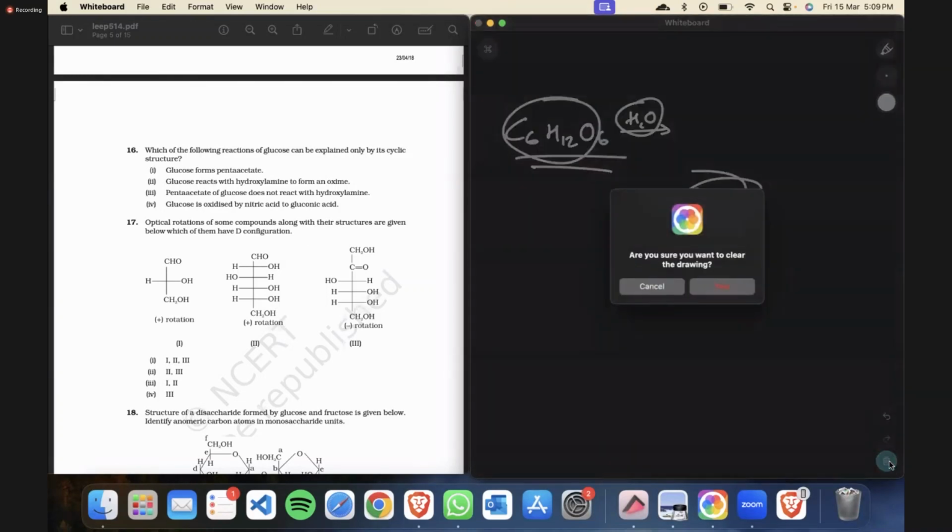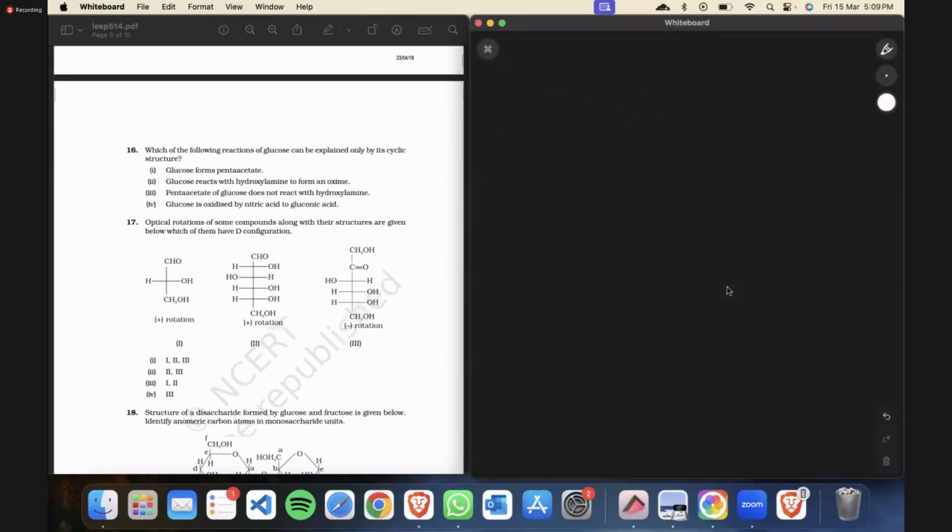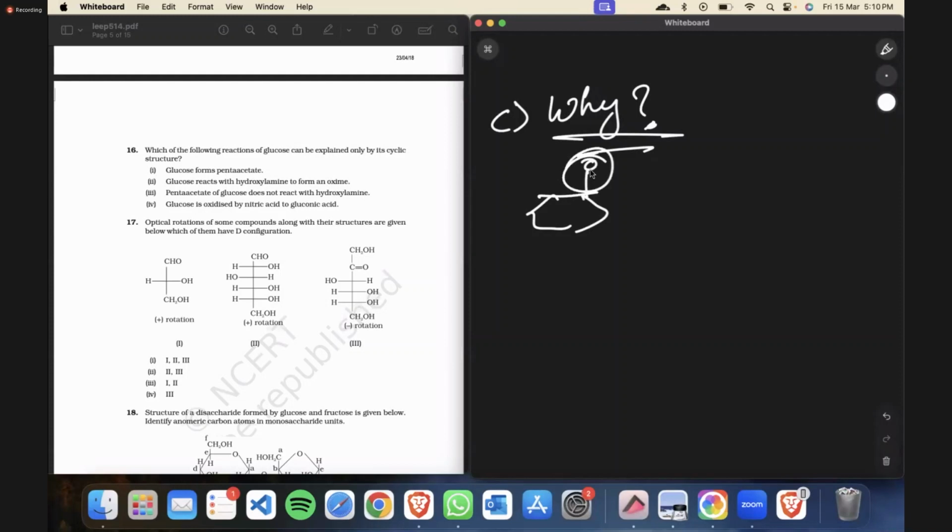Now, glucose, when it forms pentaacetate, that is a simple reaction, right? And similarly, glucose reacts with hydroxylamine to form an oxime. That is also a simple one. But the pentaacetate of glucose does not react with hydroxylamine. See, option C. But why will it not react? You need to draw the structure for it. You need to show that this oxygen cannot be removed from over here and that this hydrogen cannot be removed from over here. This you all have to show. So this is how option C is correct for this one.